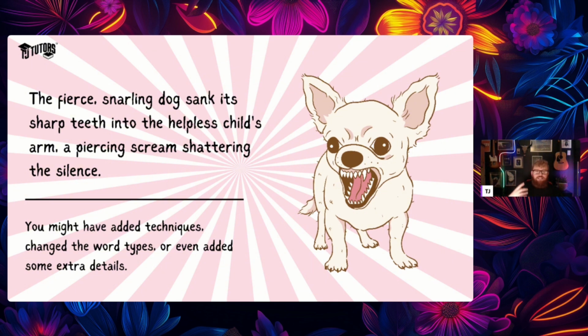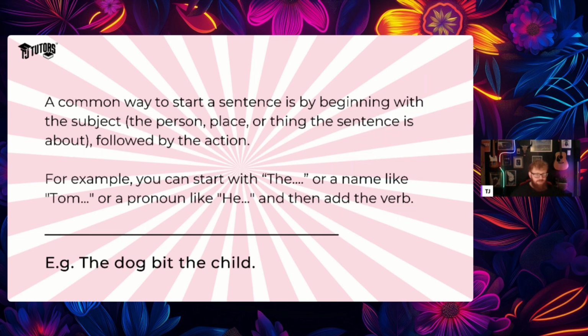So here we've got adjectives, we've got the use of sensory language, and we've got an additional phrase at the end there. There's lots of different things that you can do to improve that and make it just a bit more interesting. So what we need to be thinking about is how we start to construct our sentences.